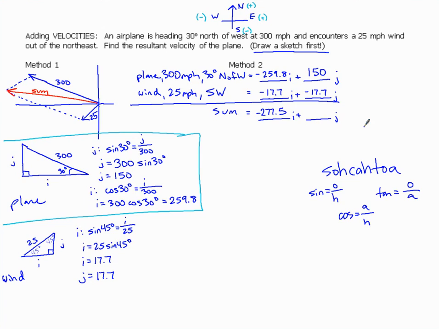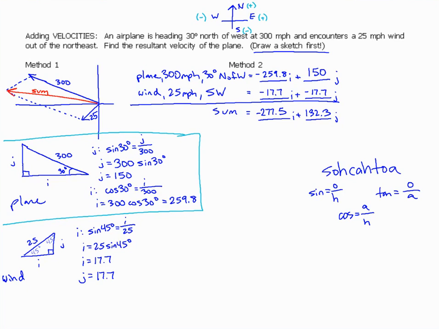And the total of the vertical components, 150 plus negative 17.7, we have 132.3 for the J's. So now we have some information for the sum vector. This information is something we're going to use to draw a third triangle.